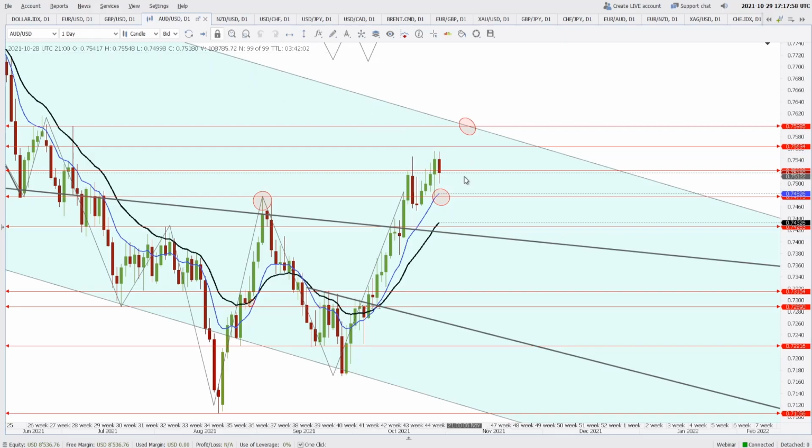So right now the resistance is at 0.7522 if the pair closes below this, and if it closes higher than this, then 0.7563 will be the next resistance, and if the pair closes higher, then 0.7522 will start acting as a support. But right now the price has an intraday support of 0.7477 also.